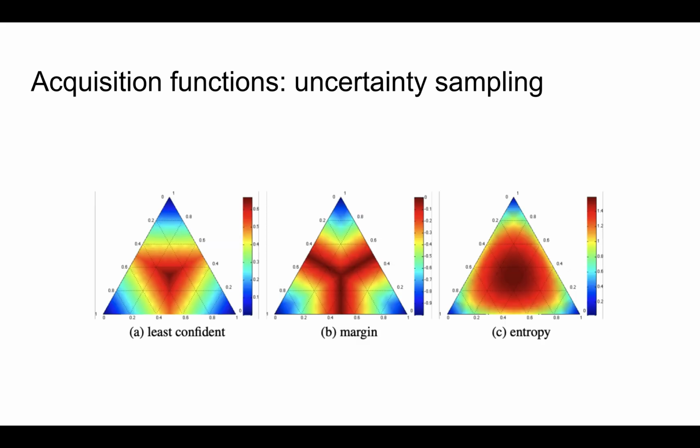Here we can see heat maps illustrating the query behavior of common uncertainty measures in a three-label classification problem. Simplex corners indicate where one label has very high probability, with the opposite edge showing the probability range for the other two classes when that label has very low probability. Simplex centers represent a uniform posterior distribution. The most informative query region for each strategy is shown in dark red, radiating from the centers.